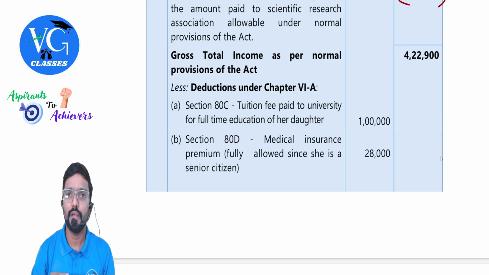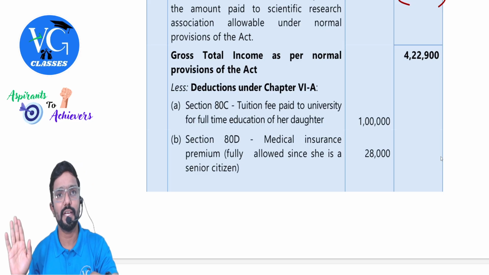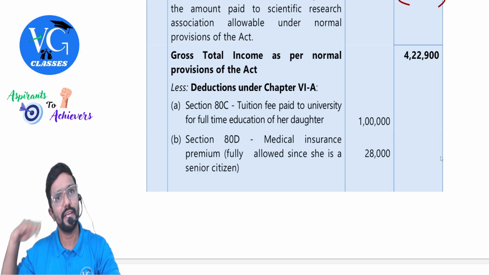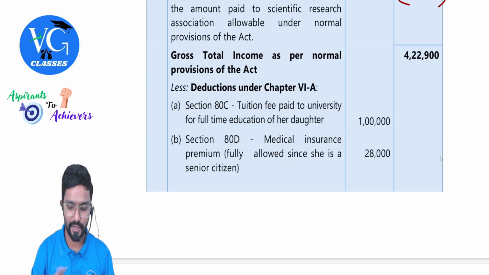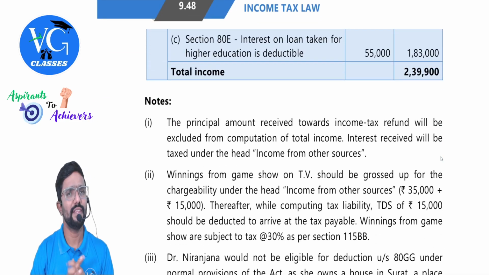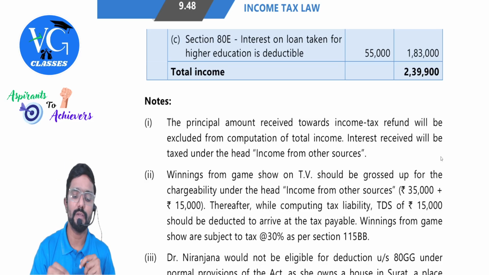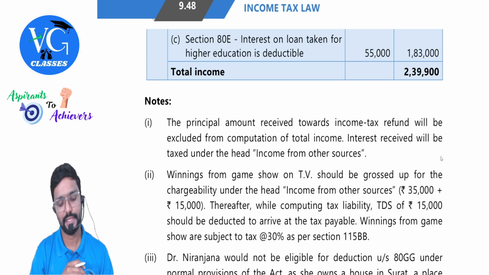Sir, remaining 3,000 can we carry forward? No. You know, na? Okay. Whatever deductions are there, maximum. Remaining. Sir, can we carry forward? No. Forget it. In this question, not relevant, but just I mentioned. Section 80E, interest on loan taken for higher education. Only interest is allowed, not principal part. 55,000. So what is the total income here? 2,39,900.